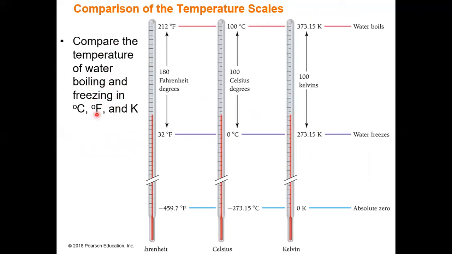For example, we have three different temperature scales: the Fahrenheit scale, the Celsius scale, and the Kelvin scale. Water freezes at 0 degrees Celsius, 32 Fahrenheit, and 273.15 Kelvin. Water boils at 100 degrees Celsius, 212 Fahrenheit, and in Kelvin, it will be 373.15.